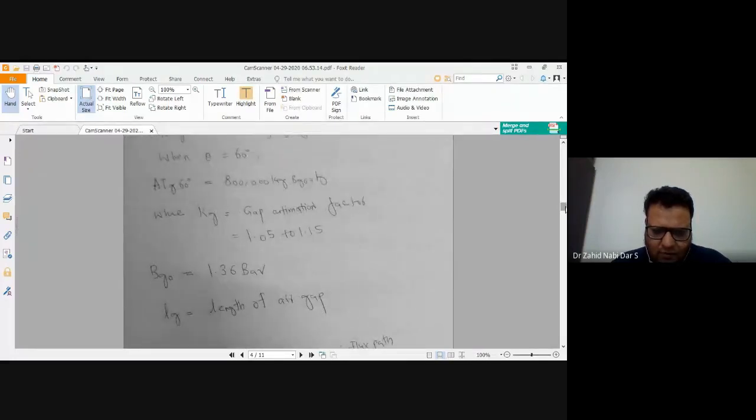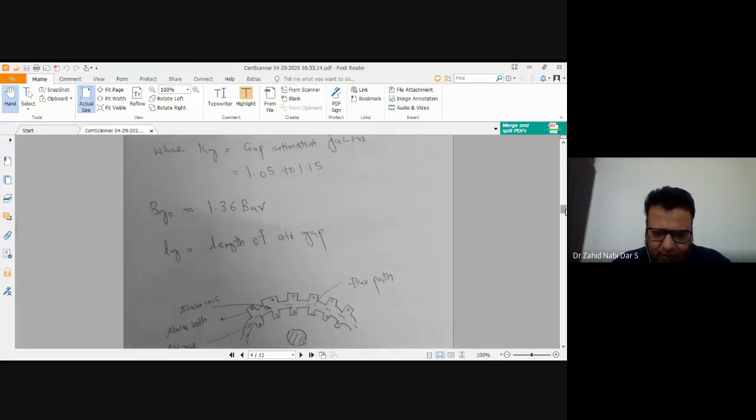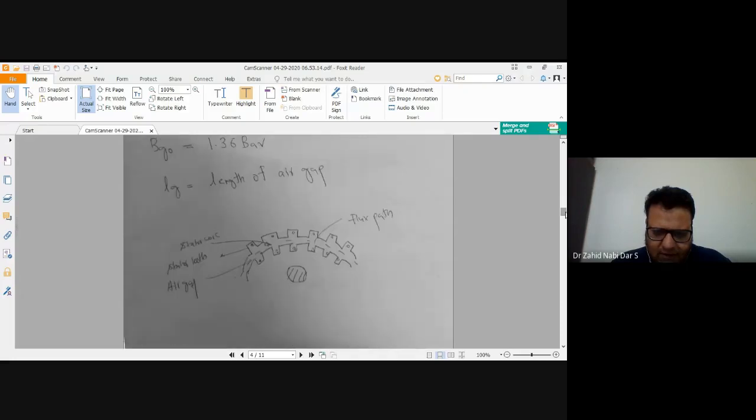And then you have your BGO. Of course, you just saw now BGO is 1.36 BAV, and LG is the length of the air gap. Now you can see this what I have drawn also here. See, this is my stator core. This is my stator teeth. This is the air gap in between, and this is the flux path.